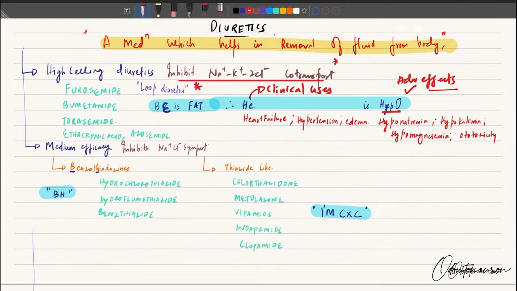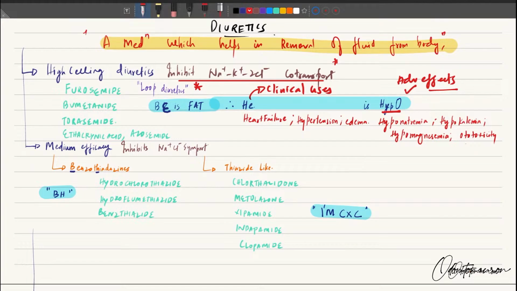Let me come back again to high ceiling diuretics. I'm concentrating on high ceiling diuretics because they are very important. They've been asked about in exams now and then. High ceiling diuretics, also called loop diuretics, inhibit the sodium potassium chloride co-transport. Let's go with the mnemonic.